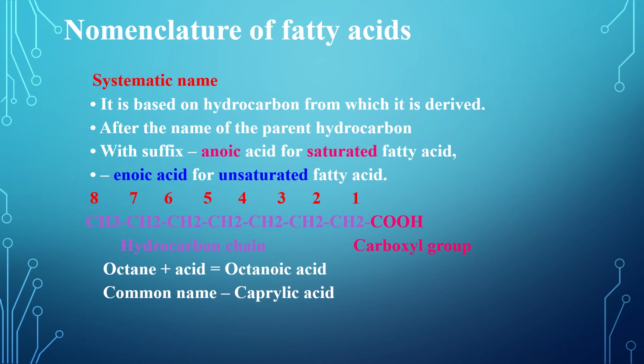Nomenclature of fatty acids. The systematic name is based on the hydrocarbon from which it is derived, with the name of the parent hydrocarbon followed by the suffix anoic for saturated, while enoic for unsaturated, that you very well know. We use the IUPAC system of naming the fatty acids or carboxylic acids. So it is octanoic acid if it is the 8 carbon containing saturated fatty acid. Had it been a double bond, it would be octenoic acid. Then the common name for octanoic acid is caprylic acid.